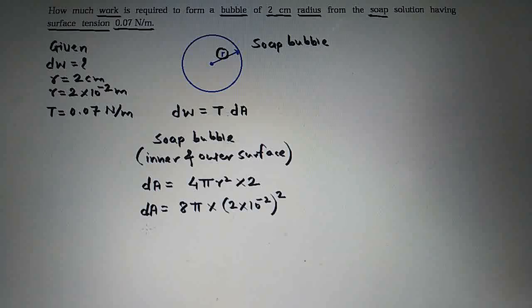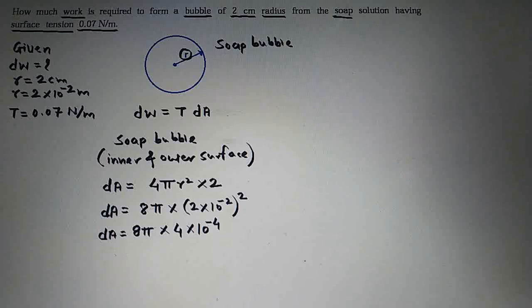Then we can write dA is equal to 8 pi into the square of 2, it will be 4, into the square of 10 raised to minus 2, it will be 10 raised to minus 4. Next we will write here dA is equal to 8 into 4 is what? It is equal to 32 into pi into 10 raised to minus 4.